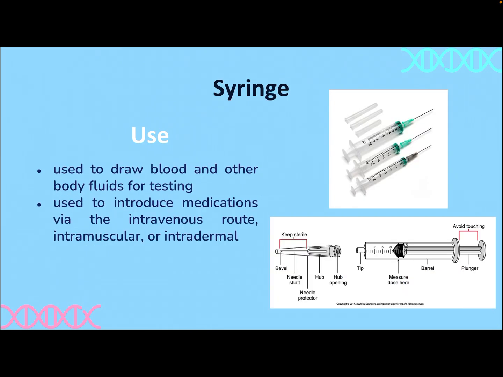Next is a syringe. A syringe is used to draw blood and other body fluids for testing. It is used to introduce medications via intravenous, intramuscular, or intradermal route.